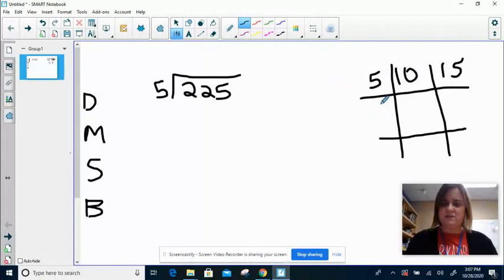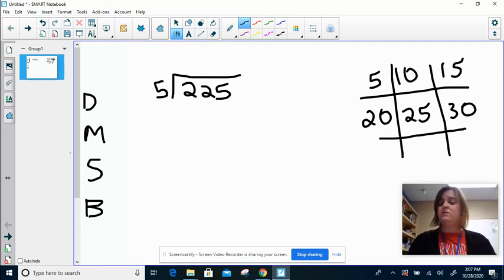And then this box is 5 times 4, which is 20. The middle box is 5 times 5, which of course is 25. The next box would be 5 times 6, which is 30. And if you don't know these, you can skip count. There is no shame at all in skip counting.